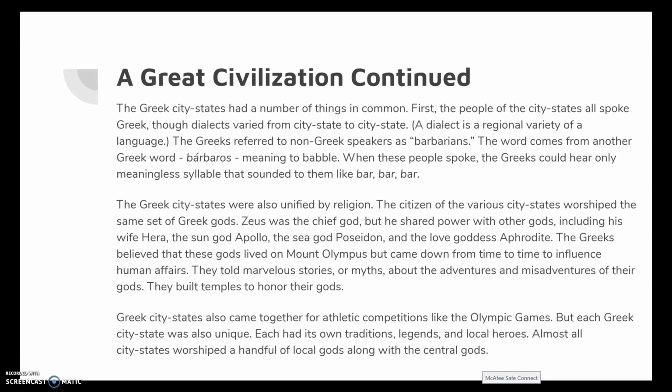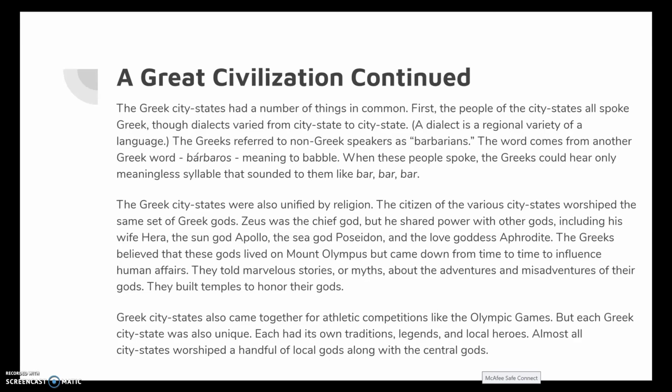They were also unified by religion. They all worshipped this set of Greek gods. We had Zeus and Apollo and Poseidon and Hera and Aphrodite and Athena and Hades and Eros. And there are a whole bunch of gods, and we'll learn more and more about them. They all worshipped them, and they told myths and stories of their adventures and built temples to honor them. They were the central part of their life.